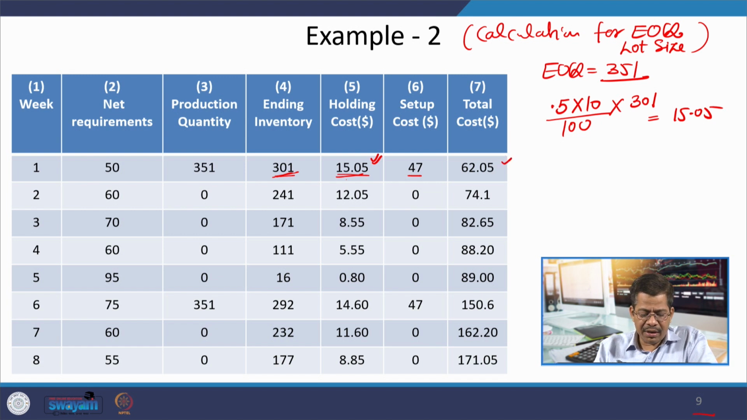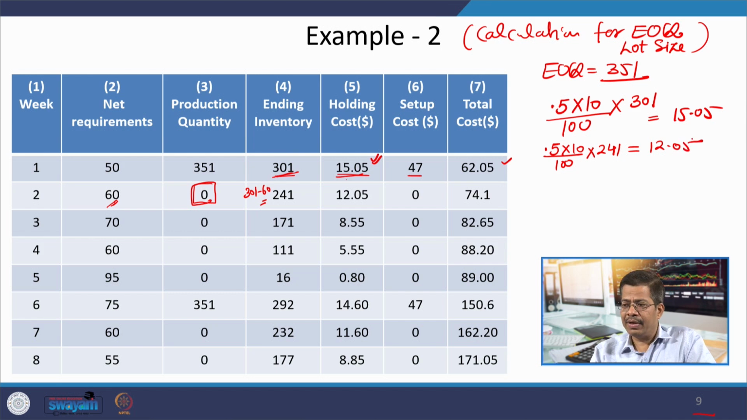In the second period, now I will consume 60, but please see here that there is no production happening, because you already have 301 units in your stock. 301 minus 60, you are left with 241, and similarly 0.5 into 10 into 241, your holding cost is 12.05. But this time there is no setup, because there is no production.